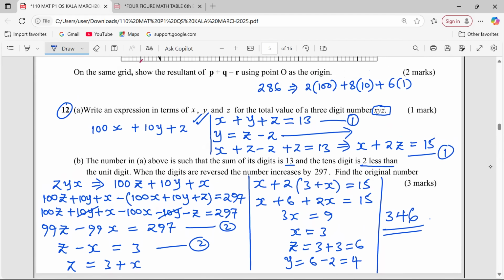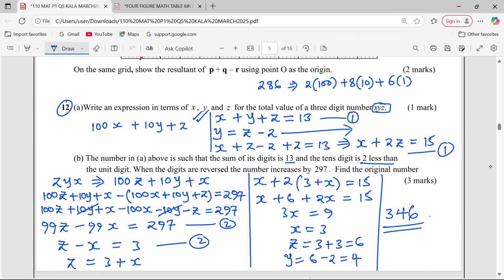I think that is true now. 346. So if the original number is 346, what is the new number? 643. What about when I subtract them? 643 minus 346, I'm getting 297. Wow. So this is the final answer.